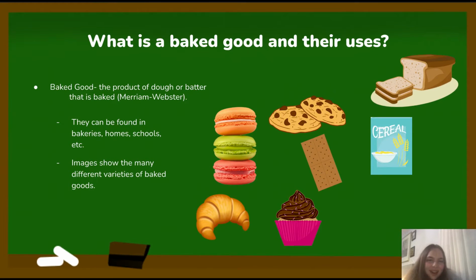Okay, now before we begin with all the wonderful uses of baked goods, we must understand what a baked good is. A baked good is defined as a batter or dough that is baked. Pretty simple, according to Merriam-Webster Dictionary. This can include breads, cake, cookies, crackers, some cereal products, and most pastries. Baked goods can be found in places such as bakeries, homes, schools, and many more, which make them pretty vital for us.